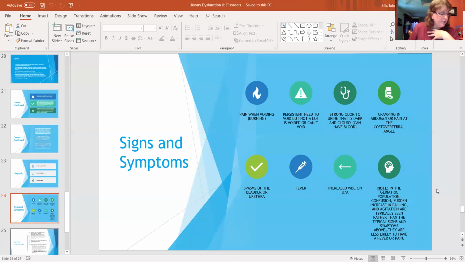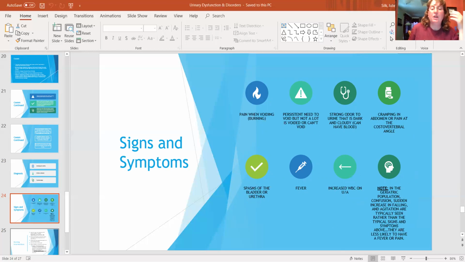So I think we all kind of know some typical signs and symptoms of urinary tract infection. So pain when you urinate, so burning, persistent need to void, but not a lot's coming out, strong odor to the urine, cramping in the abdomen or pain at that costovertebral angle, which we said was kind of between the shoulder blades, spasms of the bladder or urethra. Oh, do those hurt? Because I've had those before. Fever, increased white blood cells.